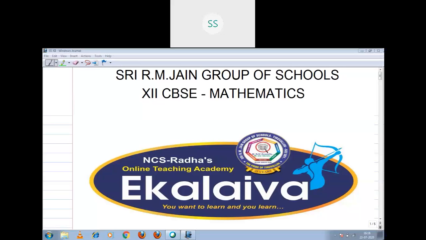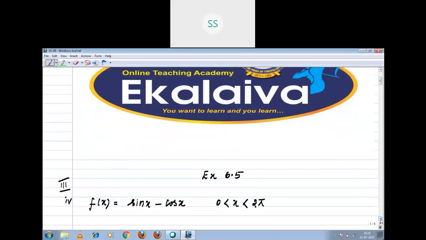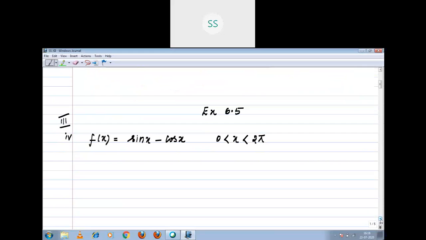Today I am going to discuss exercise 6.5, third question, fourth subdivision, right? You see what it is. In this we are discussing local maxima and local minima, right? Exercise 6.5. The function is given as f of x equal to sin x minus cos x. Whenever trigonometry comes, they will give an interval, right? 0 less than x less than 2 pi. What does it mean? It is an open interval, right? x belongs to the open interval 0 comma 2 pi, right?